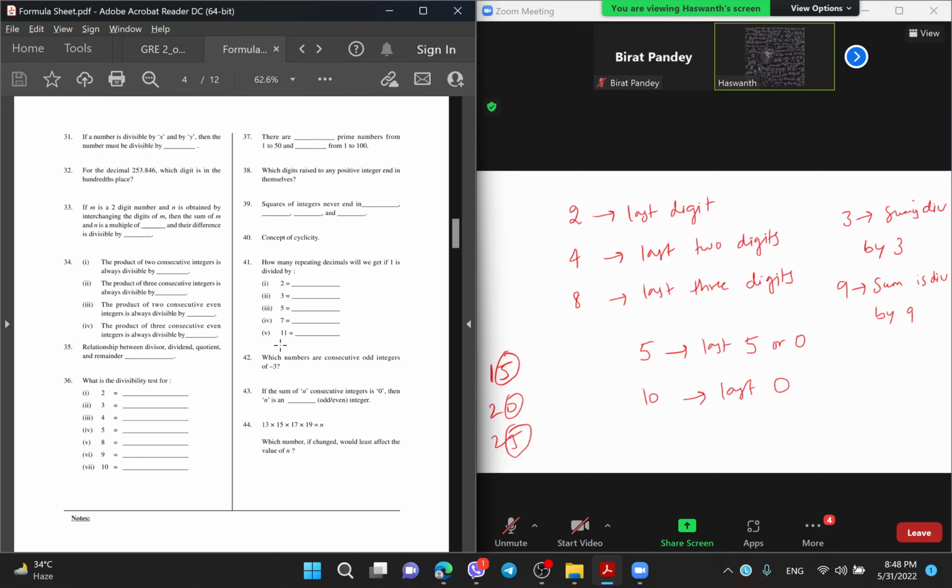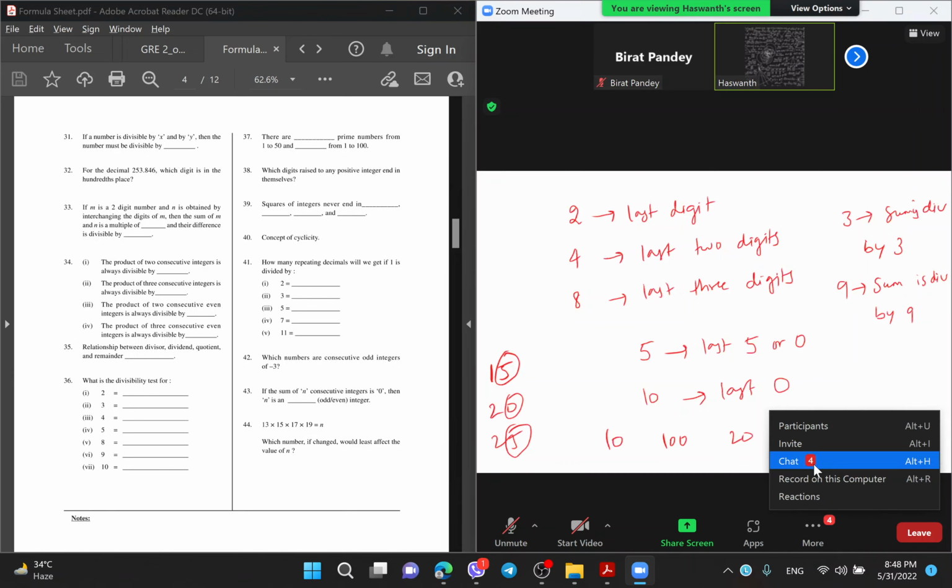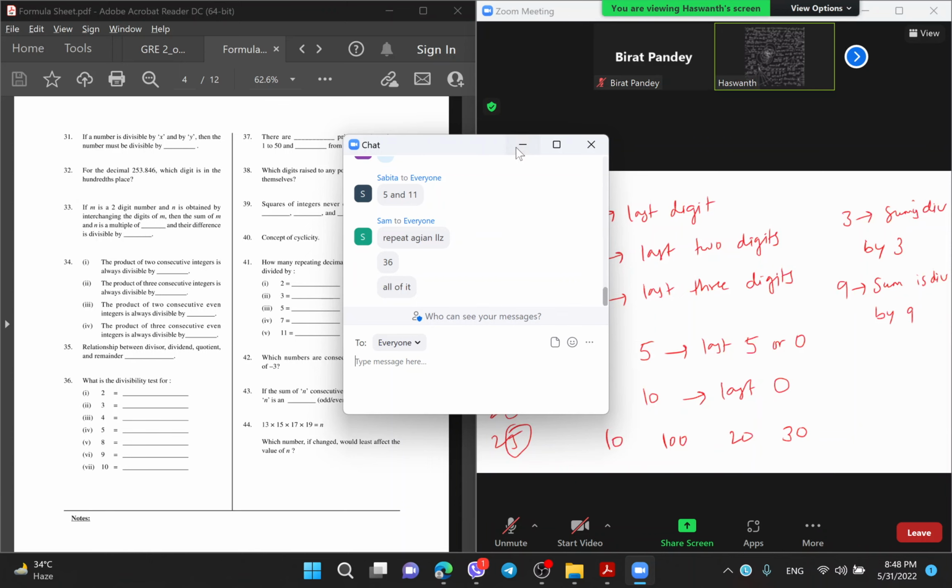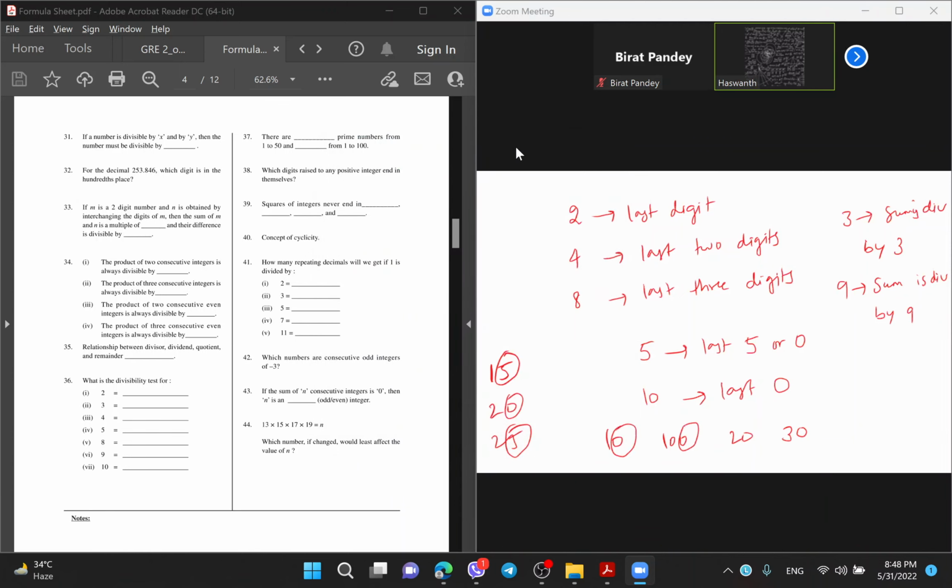If the last digit is 5 or 0, the number will be divisible by 5. These are tests which you have to read, learn and remember, not concepts to explain. And a number is said to be divisible by 10 if the last digit is 0. 10, 100, 20, 30. Take any number divisible by 10. The last digit will be 0.